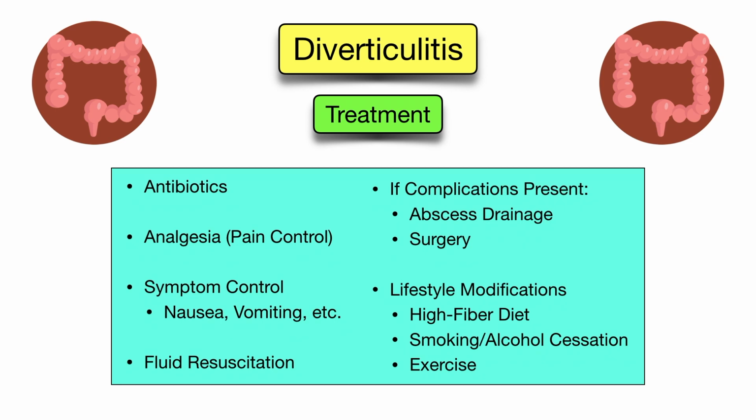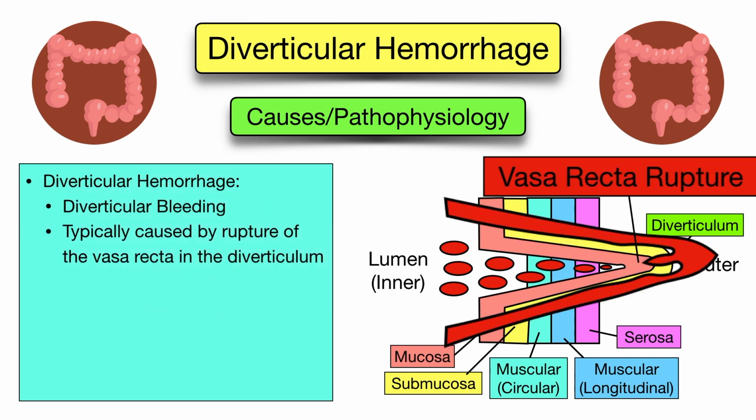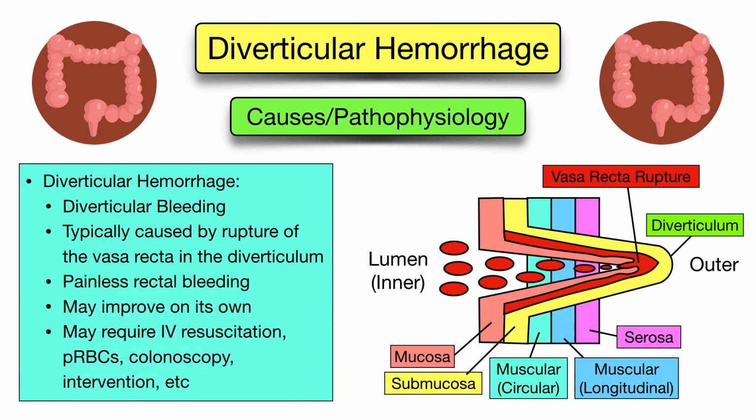Sometimes the diverticula can bleed, known as a diverticular hemorrhage. A diverticular bleed is typically caused by a rupture of the vasa recta arteries in the diverticulum. Patients with the diverticular bleed may have large volume painless rectal bleeding. Diverticular hemorrhage may improve on its own in some patients, but with others it may require IV resuscitation and possible blood transfusion with packed red blood cells. Diverticular hemorrhage may require a colonoscopy to identify the source. Treatment with epinephrine injection or electrocauterization can be delivered to stop ongoing bleeding.